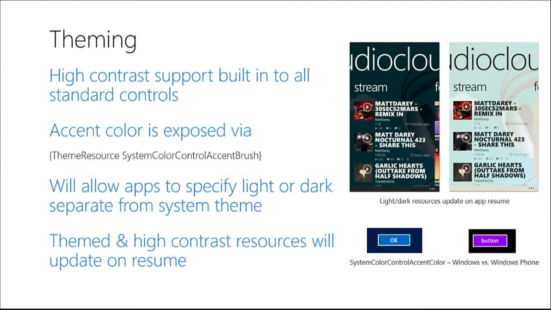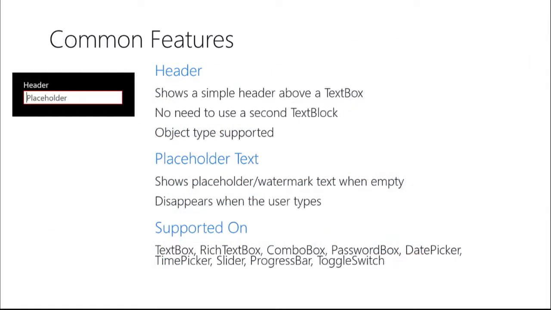Any of the changes that you make or that the user makes are updatable on resume of the app and restart of the app as well. So theming capability is more flexible now in WinRT XAML for the phone.